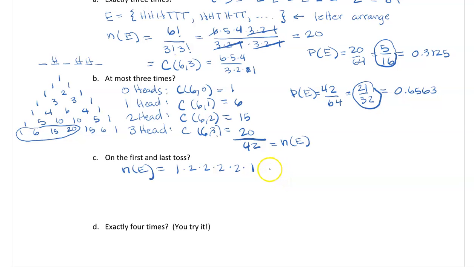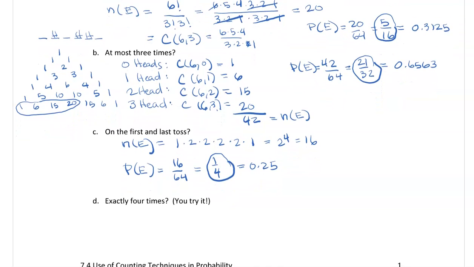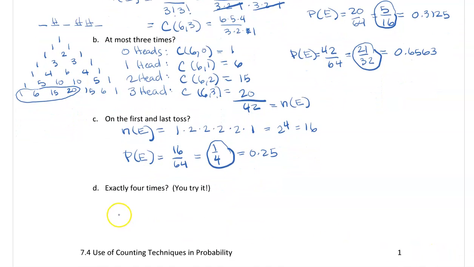Okay, so that's probably the easiest way to do that. That is 2 to the 4th, which is equal to 16. I just used the multiplication principle. So the probability of my event is just going to be 16 out of 64, which is 1/4. And that's 0.25 as a decimal, of course. Let's circle that one.